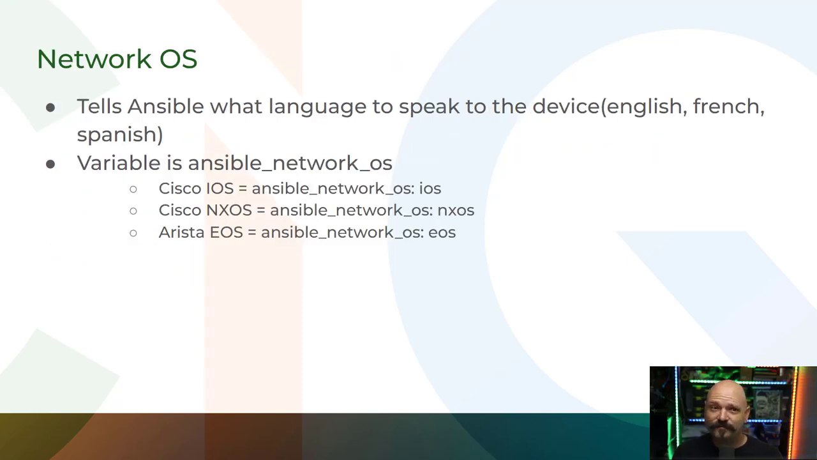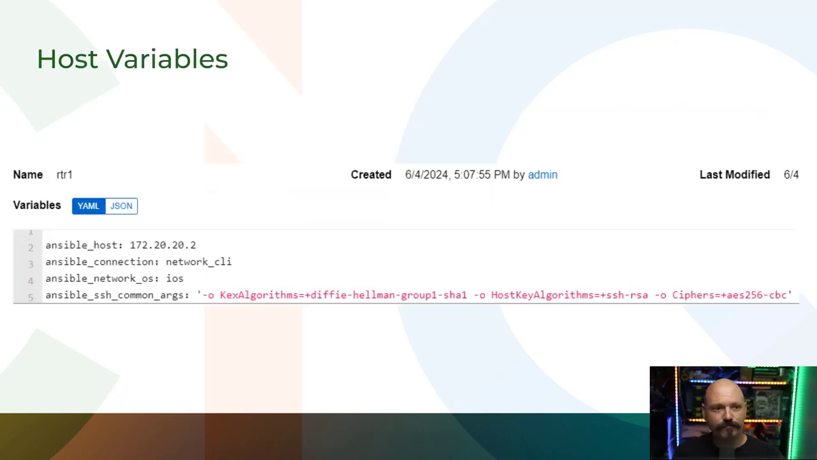Now, next, you have to tell it what the network OS is. Essentially, you're saying, what language do I speak to this thing, right? Is it English, French, Portuguese, Spanish? You have to tell it how to communicate to this thing. So you have to know what kind of networking device you're going to be connecting to, and you'll say the ansible_network_os variable is ios, or it's nxos, or it's eos, right? You just essentially tell it how to communicate to this thing.